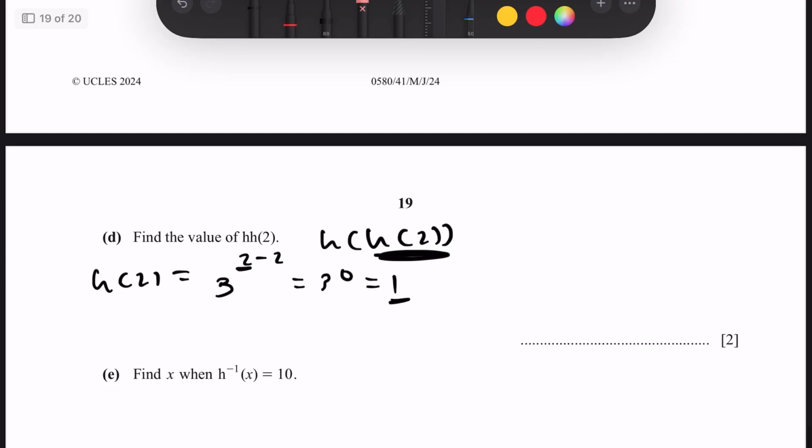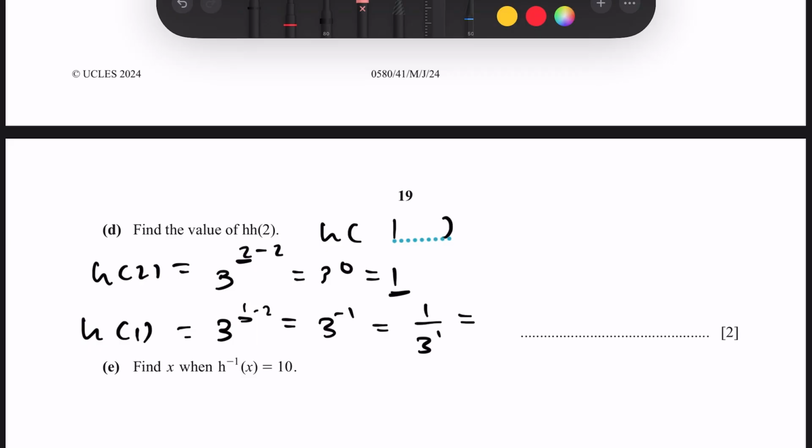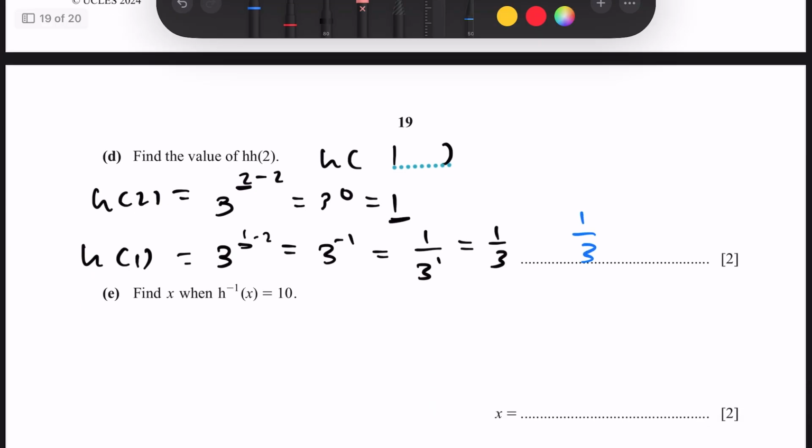Now we sub this value of 1 into h itself again, because h(2) is equal to 1. So h(1) would be equal to 3 to the power of 1 minus 2, which is equal to 3 to the power of negative 1, which is equal to 1 divided by 3 to the power of 1, which is equal to 1 divided by 3. And this is our final answer, 1 divided by 3.